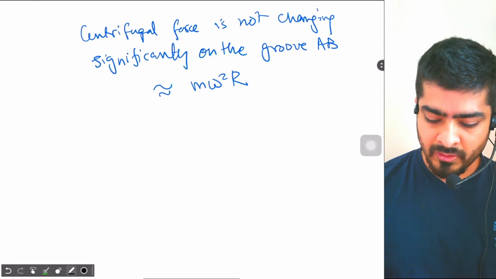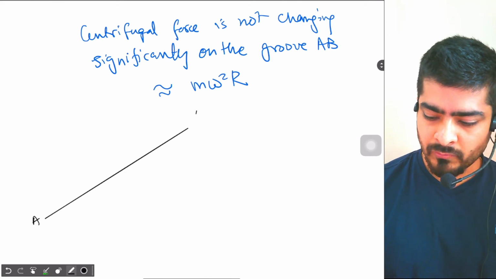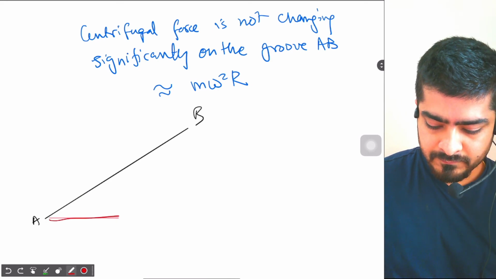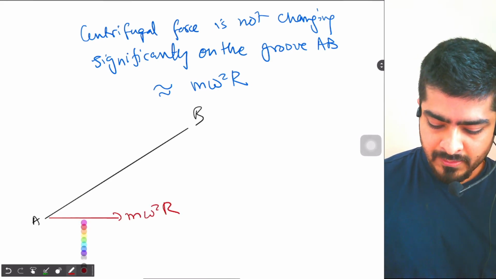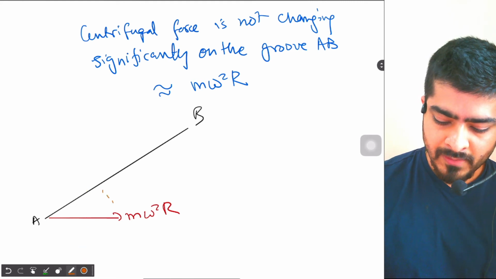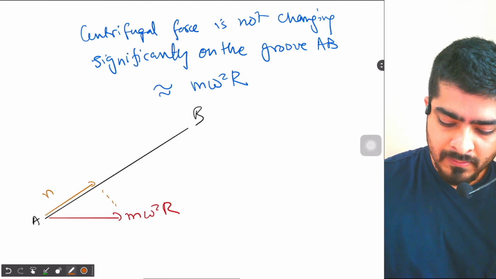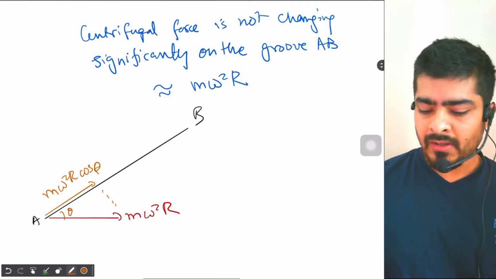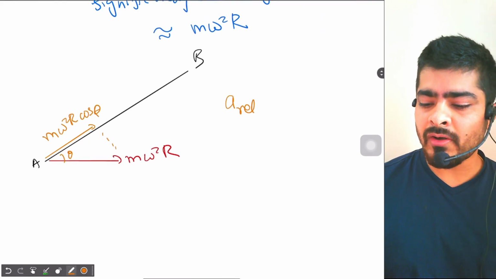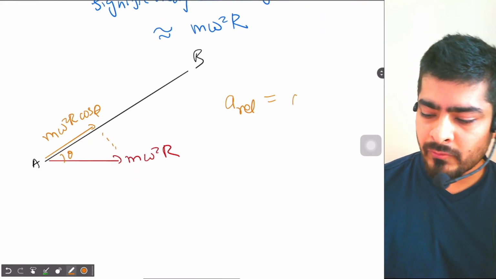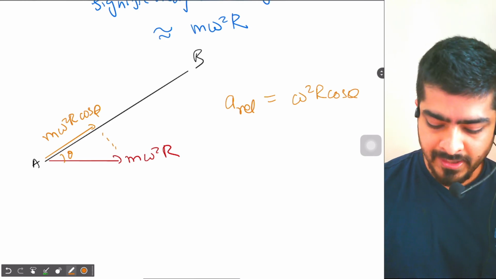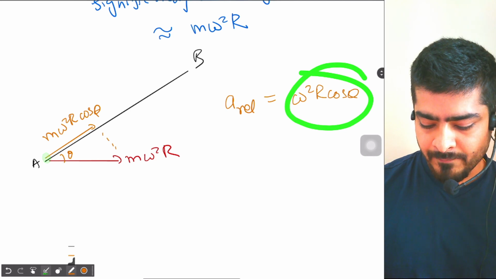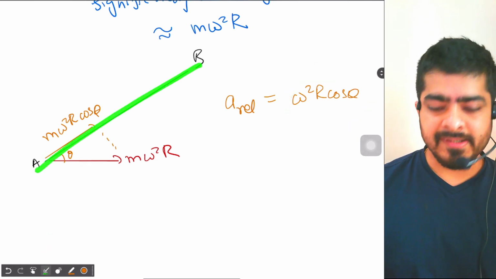If I draw your groove AB over here, this is the groove AB, and you have centrifugal force m omega square r. Then the component of the centrifugal force along the groove will be m omega square r cos theta, because this angle is theta, correct? So the acceleration of the particle with respect to the table, a relative, will be omega square r cos theta. And the length is equal to L.